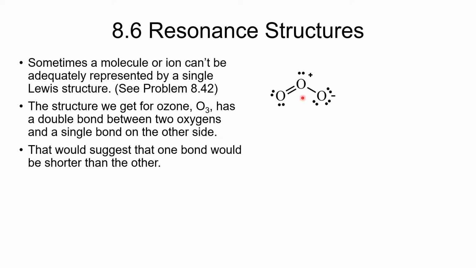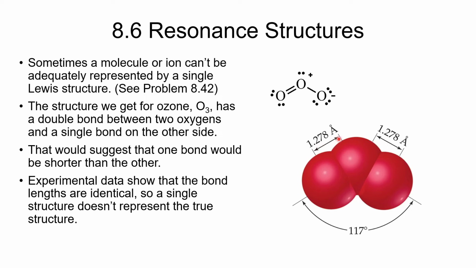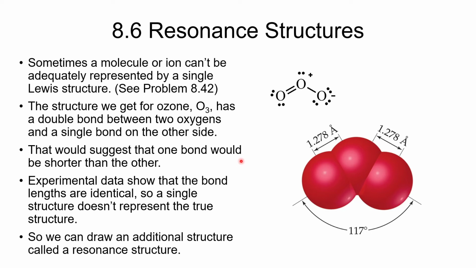However, if we look at experimental data, those data show that the bonds are identical in length. It's right at 1.278 angstroms, 1.278 angstroms. So even going out to the thousands place, there's no difference in the lengths between those bonds. That means that those two bonds should be identical, but we can't draw it that way. So the way that we deal with this is that we draw something that we call a resonance structure. And the resonance structure just puts it the other way, where instead of having the double bond on the left, we have the double bond on the right.